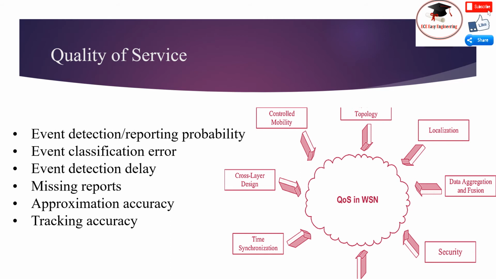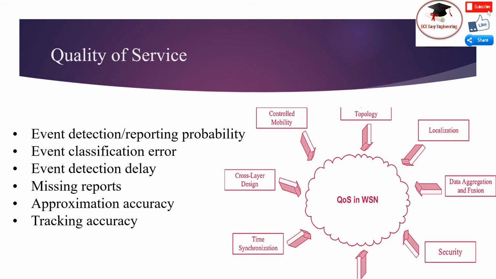The next is the event classification error. If events are not only to be detected but also to be classified, the error in classification must be small. Event detection delay. It is the delay between detecting an event and reporting it to any or all interested sinks. Missing report. In applications that require periodic reporting, the probability of an undelivered report should be small. Approximate accuracy. For function approximation applications, the average or maximum absolute or relative error with respect to the actual function.